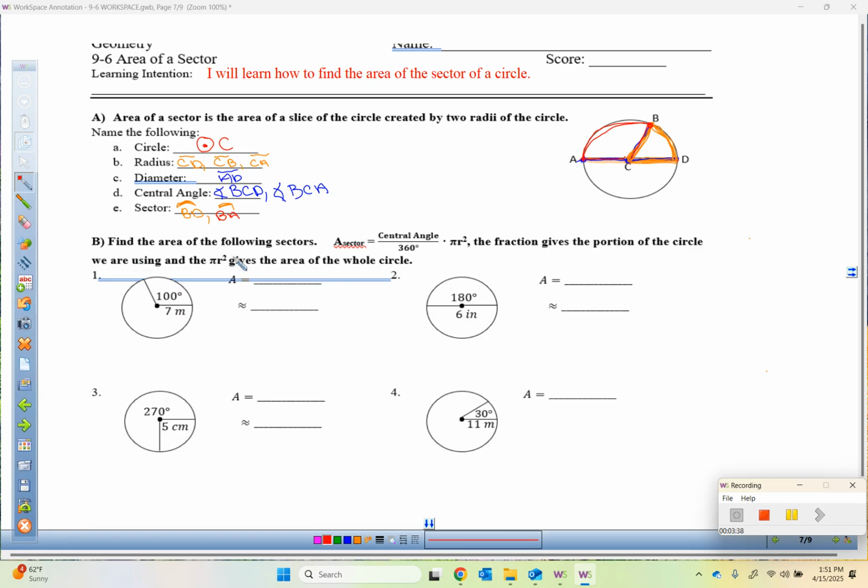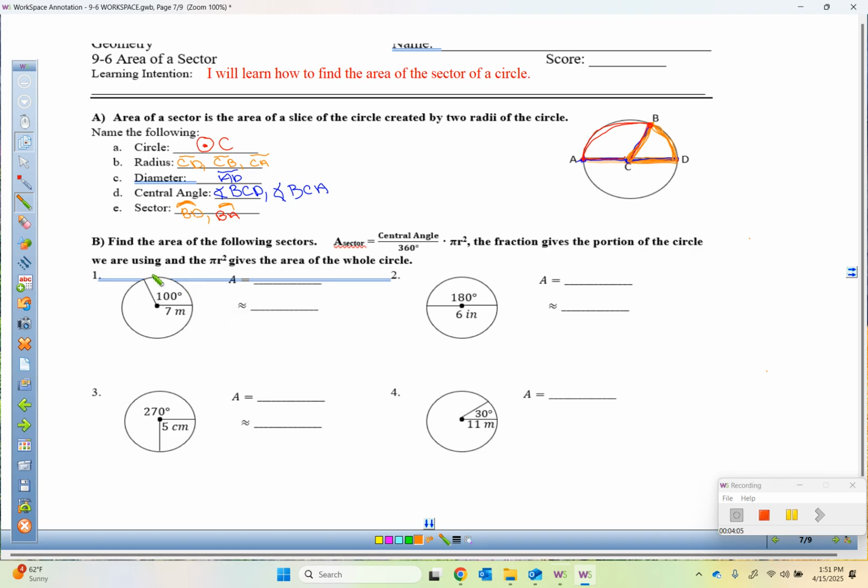Part B says find the area of the following sectors, and it gives us a formula here. The area of a sector equals the central angle over 360 degrees. Why do you think there's 360 degrees? Yeah, over the whole circle, right? Times pi r squared. The fraction gives the portion of the circle we're using, and the pi r squared gives the area of the whole circle.